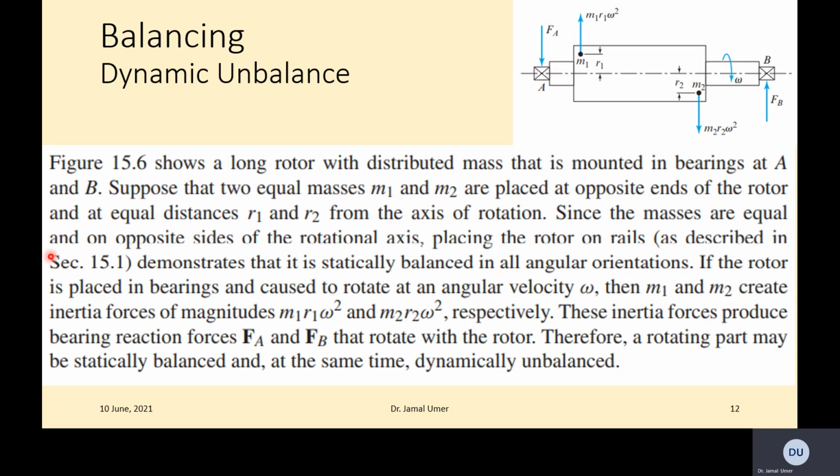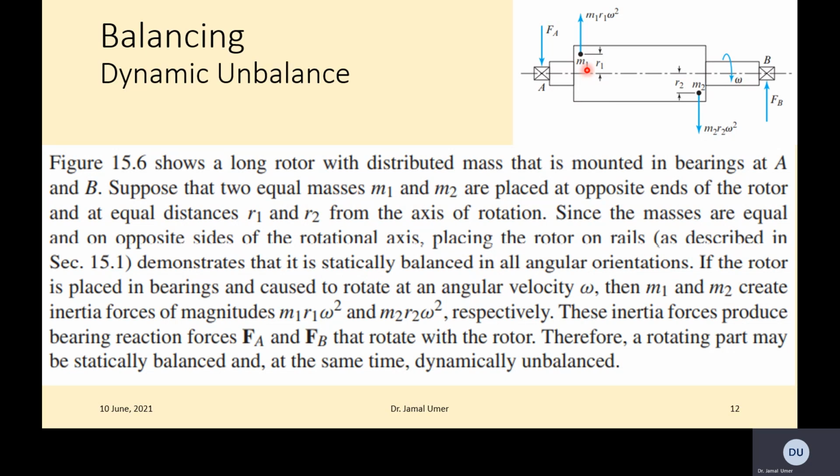Since the masses are equal and on opposite sides of the rotational axis, placing the rotor on the rails as described in the section demonstrates that it is statically balanced in all angular orientations. Because you have placed M1 and M2 at equal distances R1 and R2, and the masses are equal as well, what does this mean? This rotor is in static balance. You put it on rails, as we did in the first experiment, and it will remain in static balance.